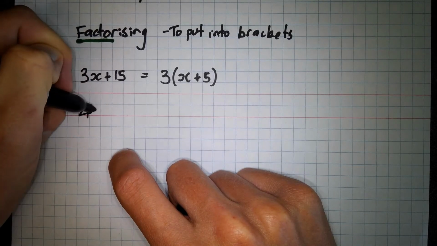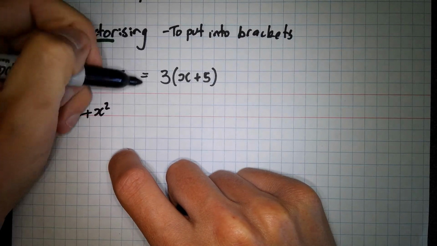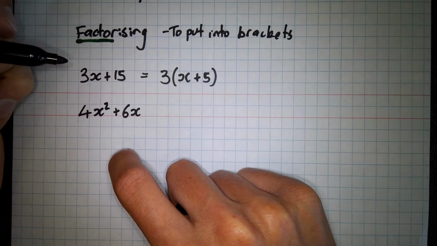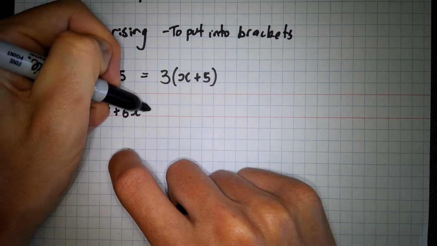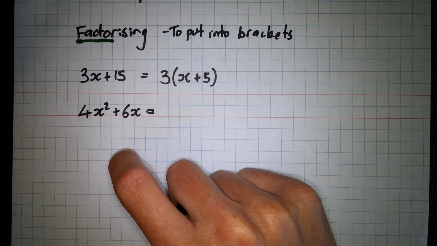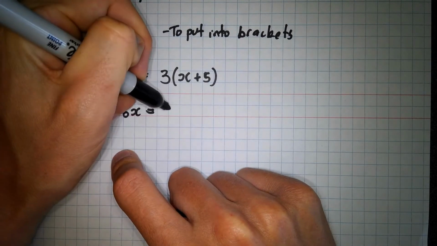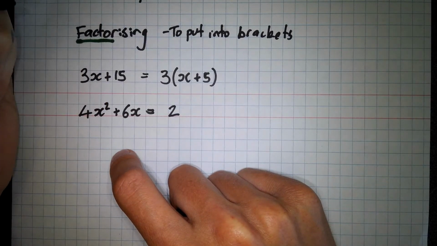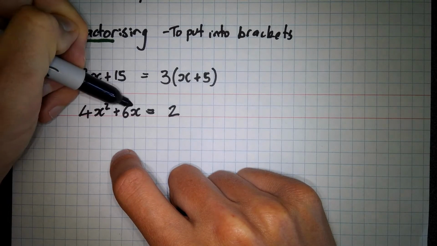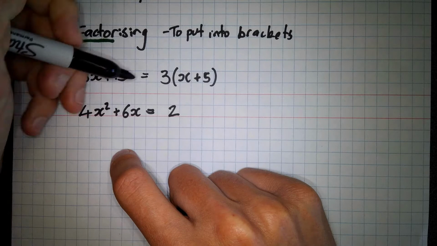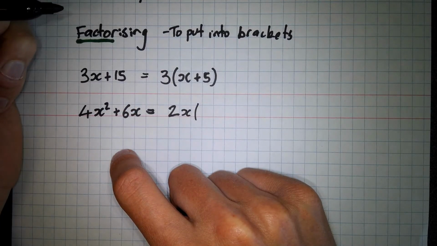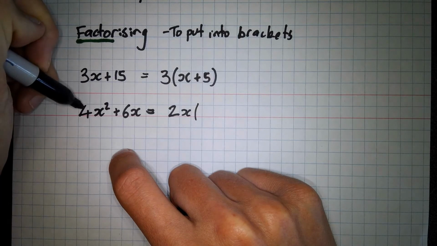Now for the next example, it's a little bit trickier, but it's 4x squared plus 6x. Looking at this, we need to see what they have in common. Both of these can be divided by the highest common factor, which is 2, but they also share something else in common. Here they have an x, and here they have an x as well. So we can also have a common factor of x. Let's put that outside the bracket as well.